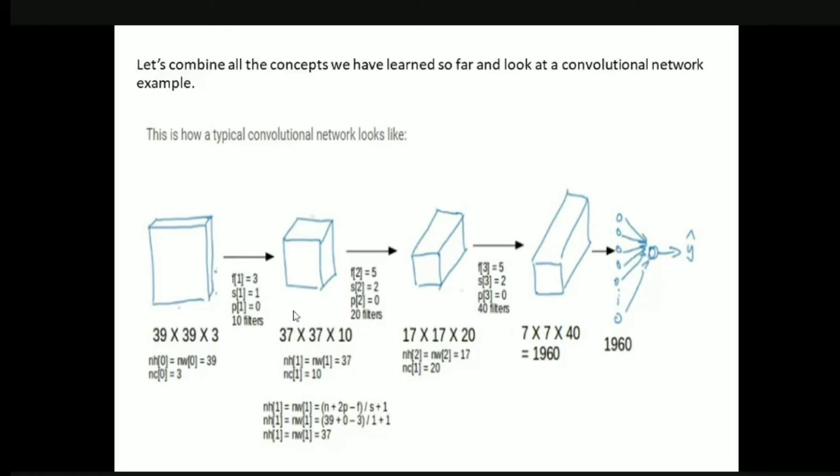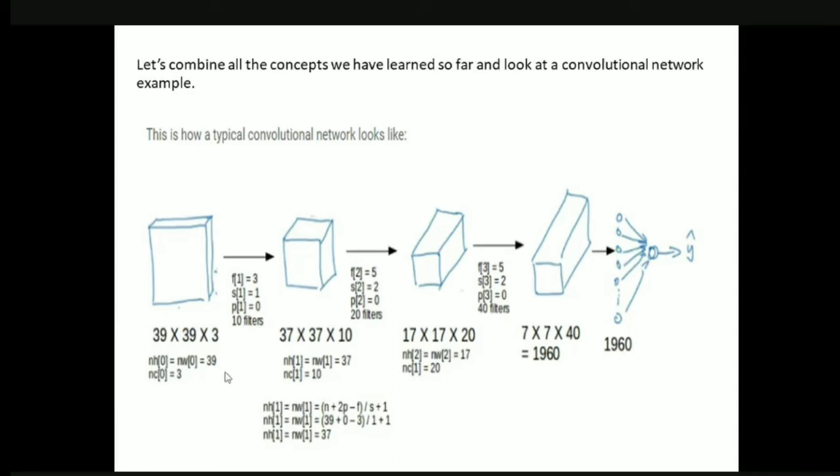When we apply convolution with this filter on this 39 by 39 by 3 input image, we get an output of 37 by 37 by 10. I will tell you how we get that. But for now, listen. Now again, after applying convolution with 20 filters, with 5 channels, stride now 2, and padding 0, we get 17 by 17 by 20. Later again we get 7 by 7 by 40, and then these 1960 values are given to the fully connected layer.